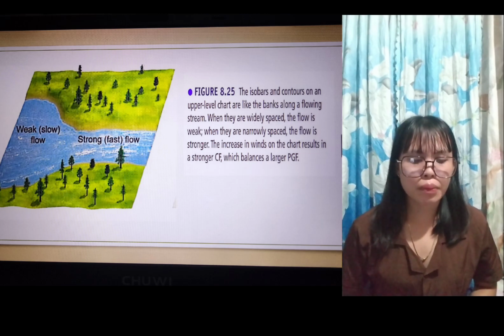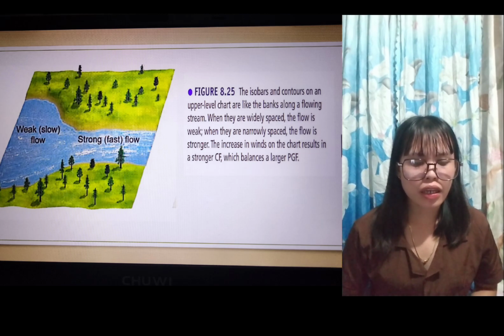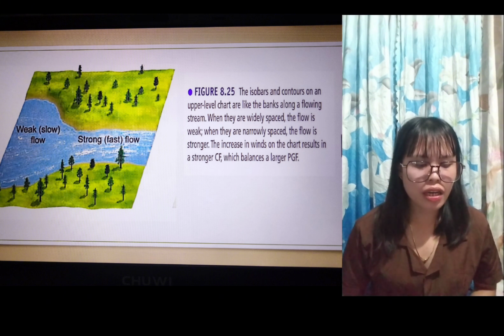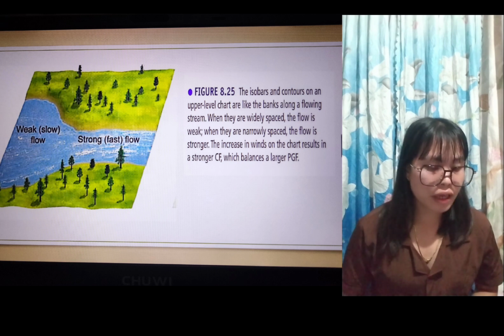So in figure 8.25, the isobars and the contours on an upper level chart are like the banks along a flowing stream. When they are widely spaced, the flow is weak. When they are narrowly spaced, the flow is stronger. The increase in wind on the chart results in stronger Coriolis force, which balances a larger pressure gradient force.